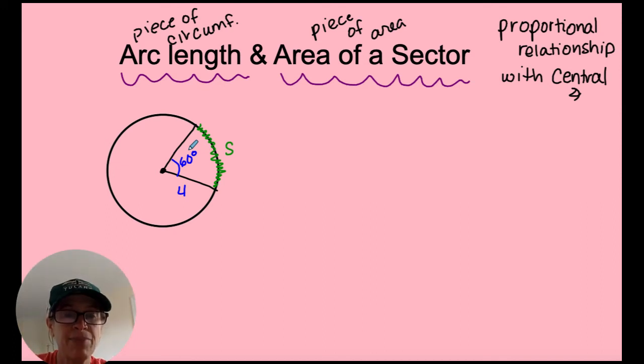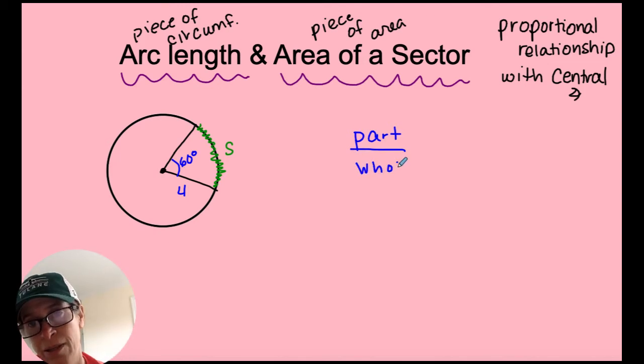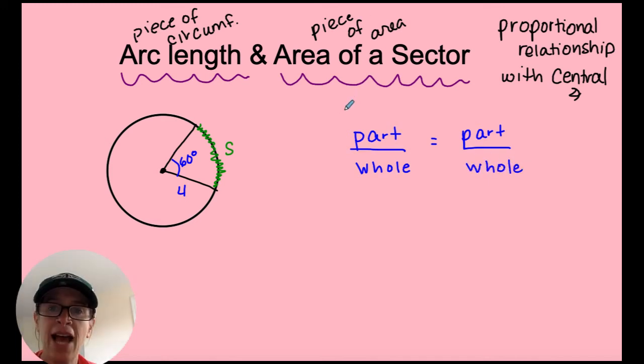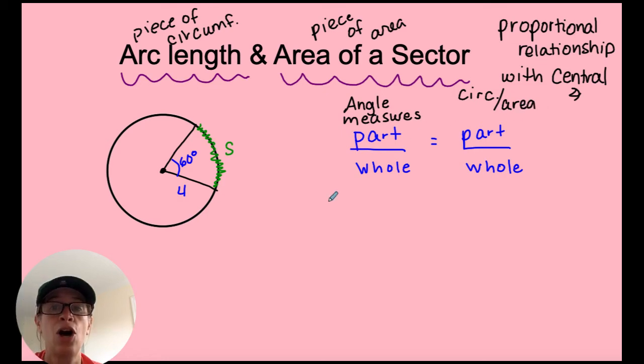That 60 degrees is of 360. So the proportional relationship has to do with that angle measure. And it's a part to whole relationship. I always like to think of it when I think of both area of a sector and arc length as part to whole must equal part to whole. The one part, the left part, think of it as the angle measures, okay? And the part to whole either as the circumference or the area, okay?